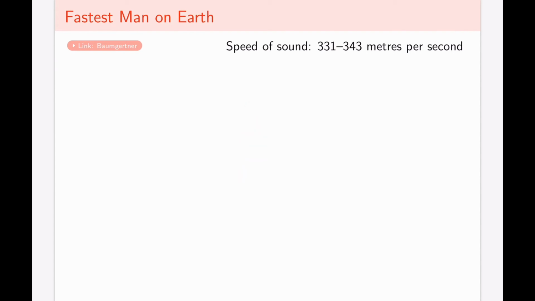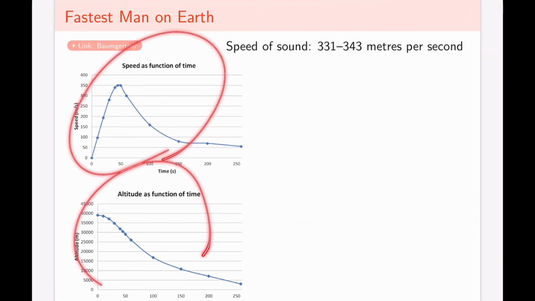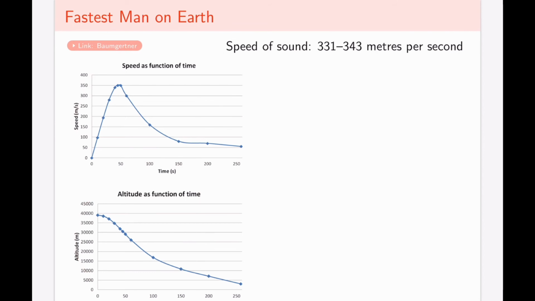Now the question remains whether he actually broke the sound barrier. The speed of sound is 331 to 343 meters per second. There is an interval here because it actually depends on the air's temperature. Now, how can we figure that out? Well, they were measuring all kinds of things during the fall. In particular, they were measuring speed and altitude as a function of time and a whole bunch of other things. So we can take a look at the graphs and see what happened at which points of time that we should pay attention to.